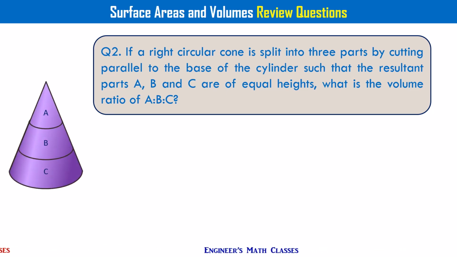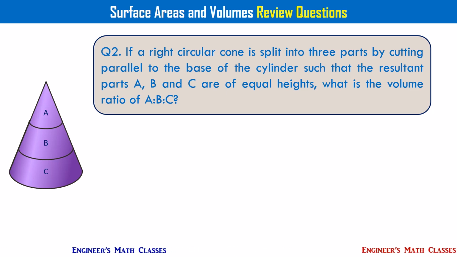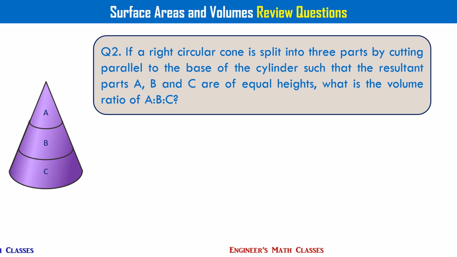See, this is how the right circular cone is. Basically, you are being asked to cut that parallel to the base of the cylinder such that the heights of A, B and C are the same. So what is the volume ratio of A, B and C?